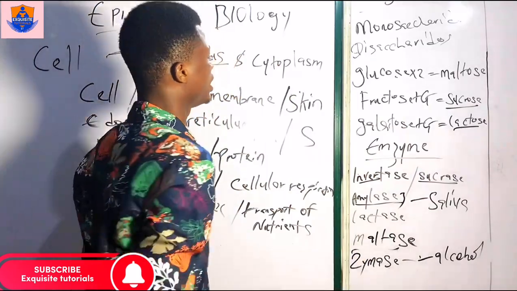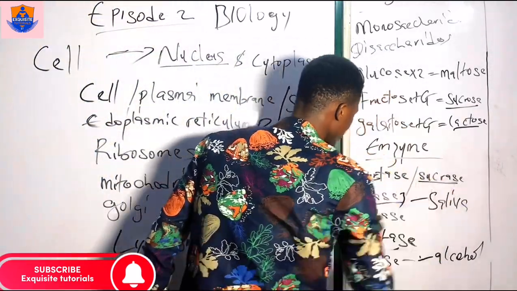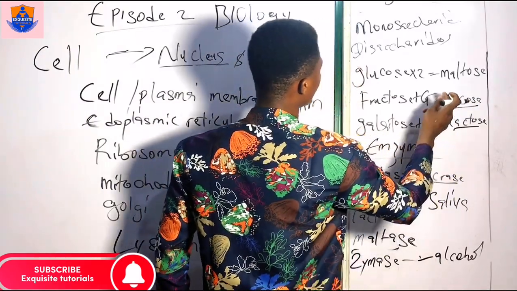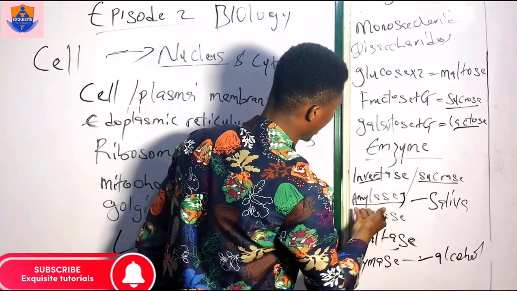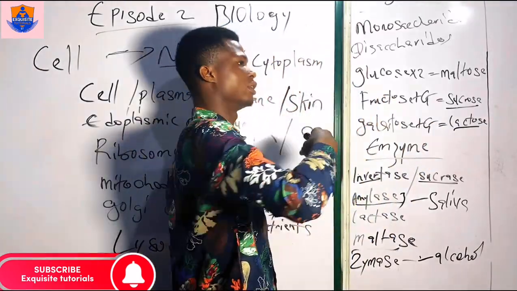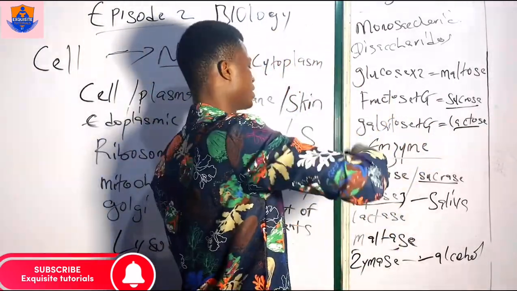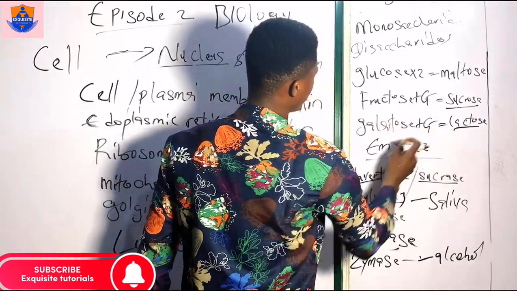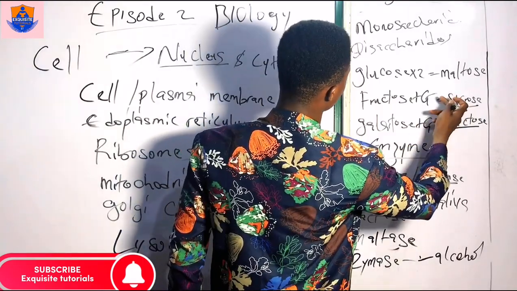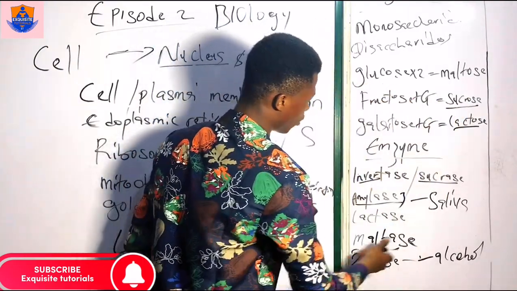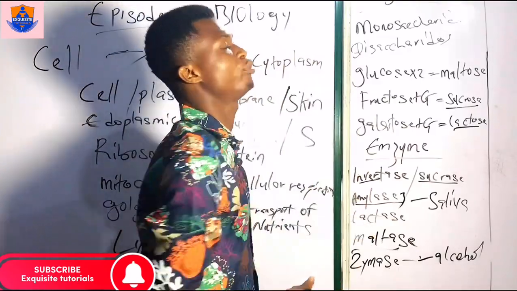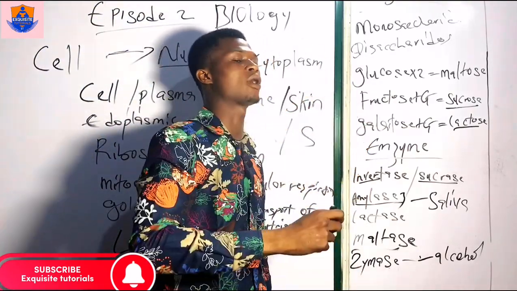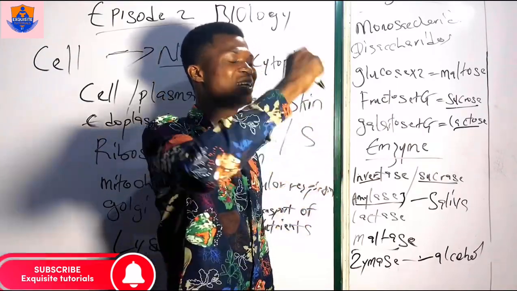So note all these enzymes. Invertase or sucrase is responsible for the breakdown of sucrose to the simple sugars. Amylase is the enzyme in your saliva that breaks down starch to glucose. Lactase breaks down lactose to galactose and glucose. Maltase breaks down maltose to glucose and glucose, while zymase breaks down glucose into alcohol through the process known as fermentation.